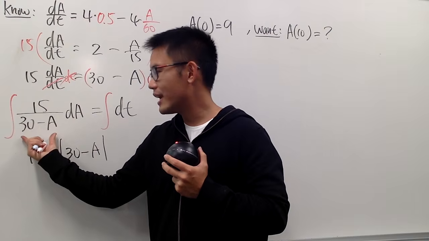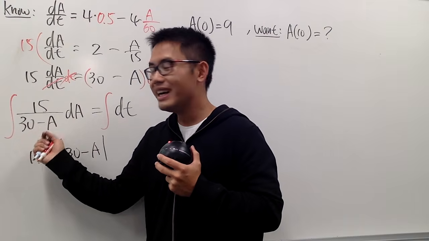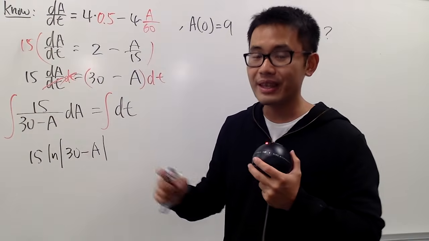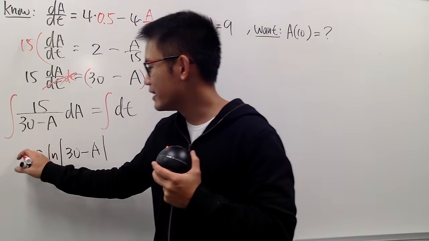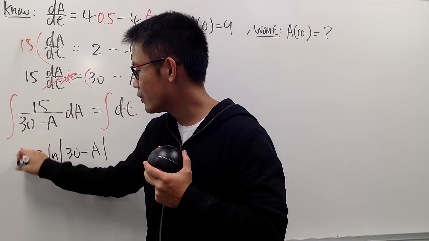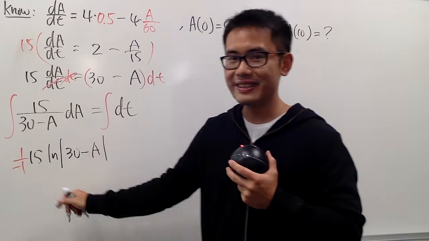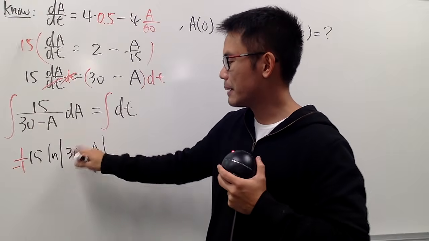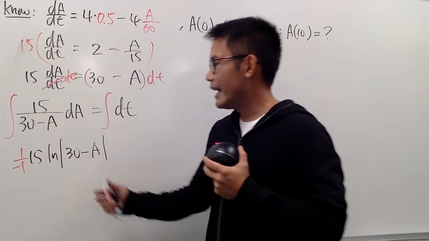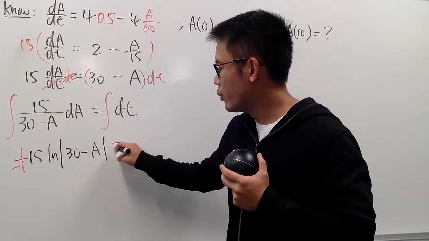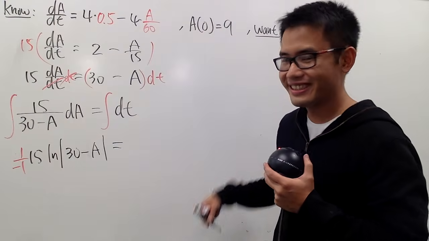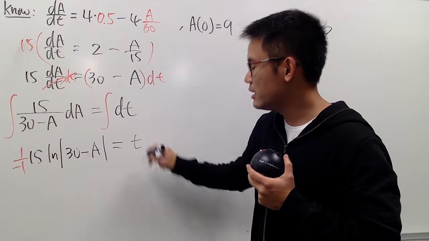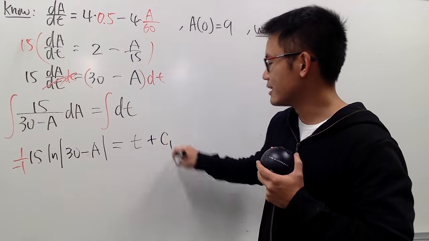Remember, look at the derivative of this. The derivative of 30 minus a is negative 1. Be sure you divide it by negative 1, so I will put this down as 1 over negative 1. Be sure this is actually negative 15 times the ln absolute value of 30 minus a. And we can just make this equal, and we'll put a constant on the right hand side. The integral of 1 in the t world is t, and then here we have the c1.